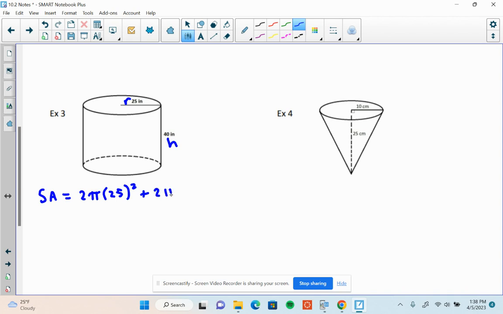So 2 pi r and h. Formula for surface area: 2 pi r squared plus 2 pi rh, and then we just plug the numbers in. All right, and then we're going to do some quick calculations here. 2 times 25 squared is 1,250. 25 times 2 times 40 is 2,000. Notice there's a pi with each of those.